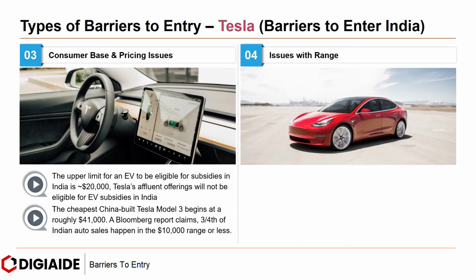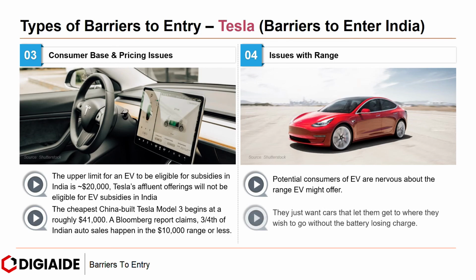And finally, issues with the range of the car. Potential consumers of electric vehicles are nervous about the range the electric vehicle might offer. They just want cars that let them get to where they wish to go without the battery losing charge issue.